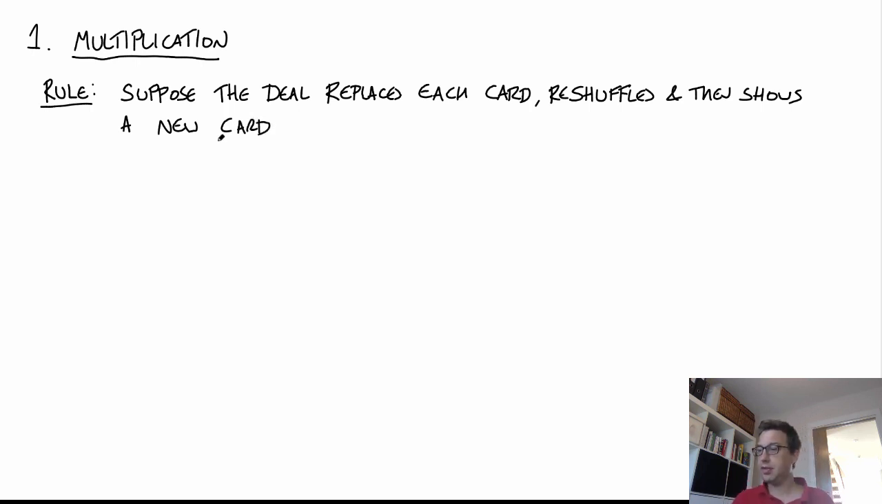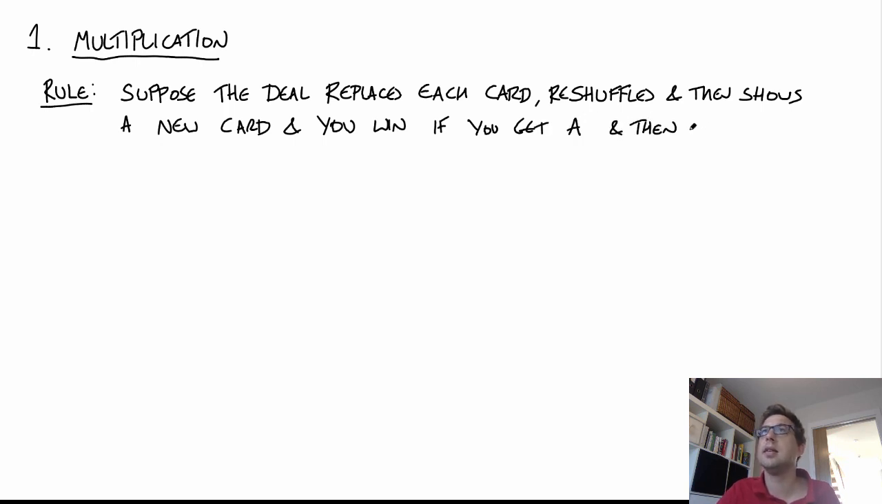Okay, so we take the 5 cards, the dealer shuffles them, shows me one, puts it back in the deck, shuffles, shows me another, puts it back in the deck, shuffles, and then shows me a third card, and then puts it back in the deck. Okay, what it means to win, and you win if you get an ace, and then in the second card you get a king, and then you get a queen.